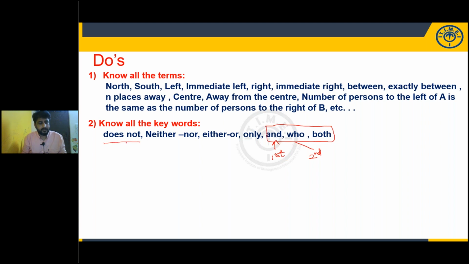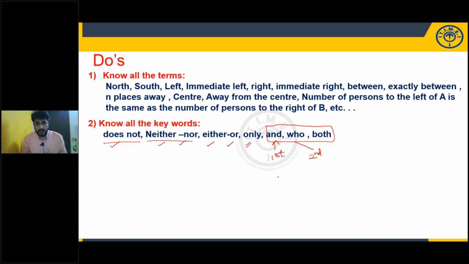In the negative statement, if you want to refer to a single person, they will use "does not." If they want to refer to two persons in the negative form, they will use "neither" or "nor." Similarly, in positive statements, "either... or." And also an important technical term is "only."